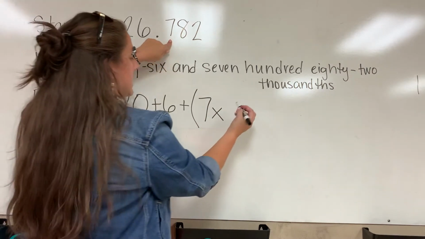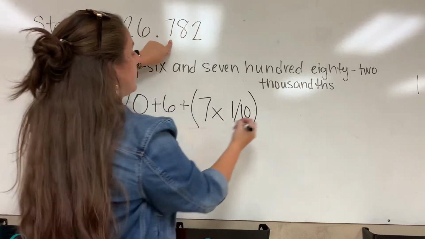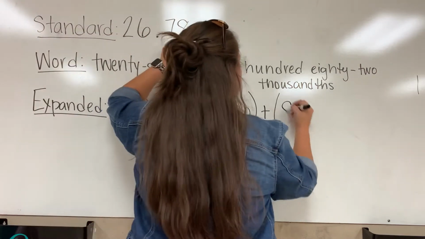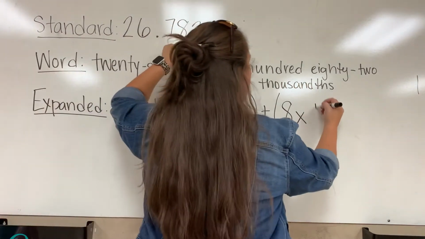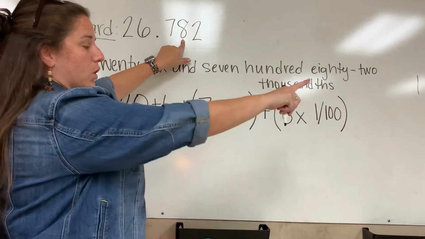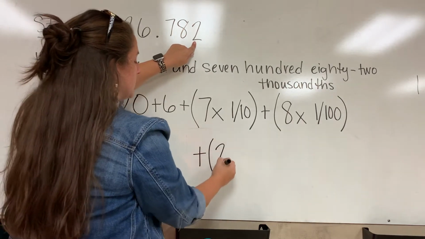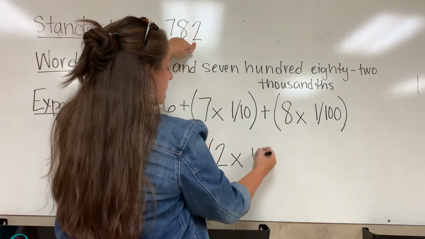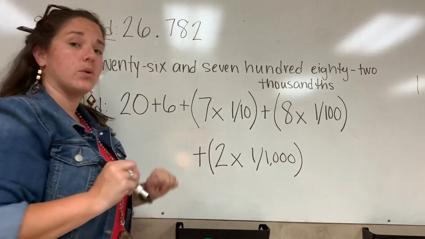So we're going to say plus parentheses 7 times, this 7 is in the tenths place. So we're going to say 7 times 1/10, and I'm going to write it like you have to write it on the computer, okay? Plus parentheses 8 times, and this 8 is in the hundredths place, so 1/100ths, okay? And it's a little far off to the side, so I'm going to put this next one down here, plus parentheses 2 times, that 2 is in the thousandths place, so you're going to say 1/1000th, and you're going to end your parentheses, okay guys?